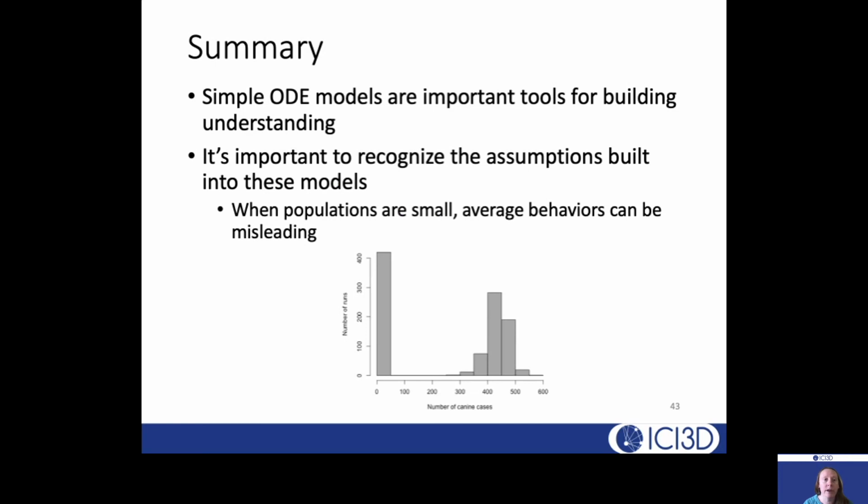Also, it's important to recognize the assumptions built into these models. When populations are small, average behaviors can be misleading. As we saw in the dynamical fever tutorial yesterday, outbreaks of a given disease tend to be either large or small without a lot of intermediate outbreaks. In this context, the system behavior is not well characterized by thinking about the average epidemic size.